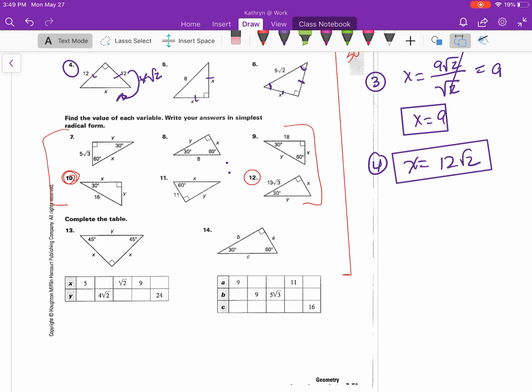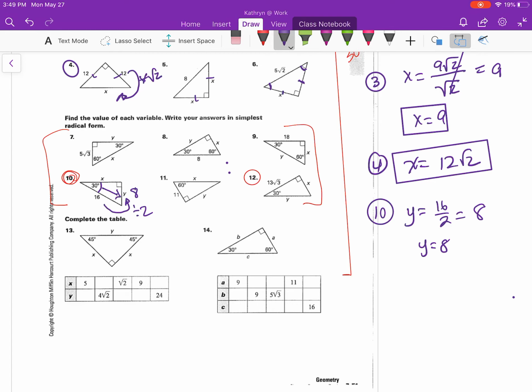Number 10, here's the 30-degree angle. Remember, I always want to find the short side first, which is the side across from the 30-degree angle. That'll be y. So to get the short side, I take the hypotenuse and divide it by 2. So y is going to be equal to 16 divided by 2, or 8. Y is 8.